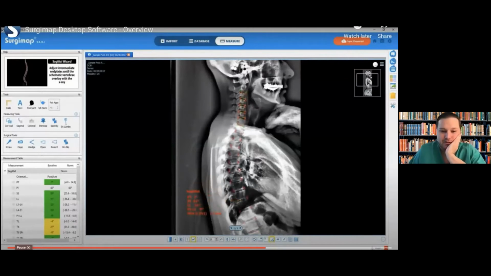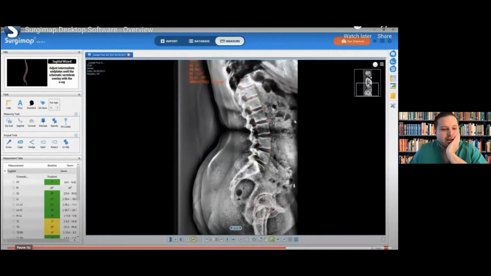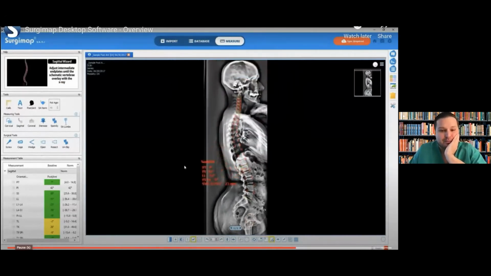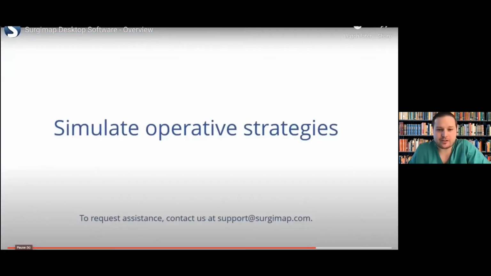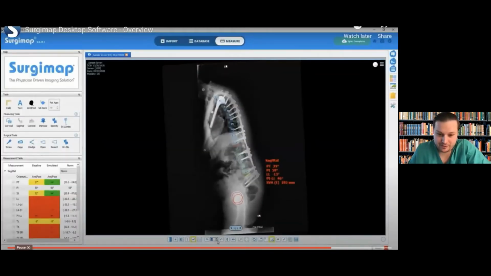It gives you your values here, and then you can come down to the bottom left, and you can see where the patient is particularly malaligned. And then after you have this completed, you can see where you need to make your correction, how much correction you need to make. And let me see. So then you can simulate the operative strategy. And so here they can compensate for the pelvic tilt. As you see here, rotating, you get the pelvic tilt to a more normal range.